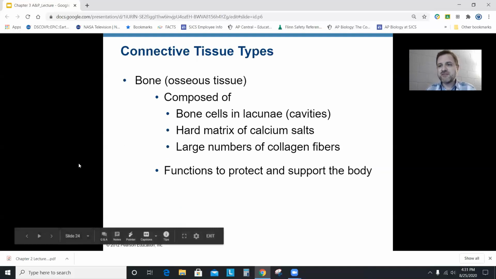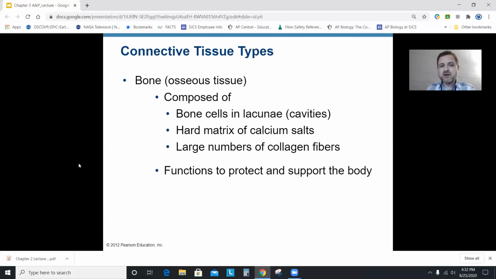Now we're going to go through the types of connective tissue. There's a bunch of these. We're going to go from the ones that are the most supportive, the hardest, the toughest, and we're going to end with blood, which is obviously not very tough. It's a fluid largely. The toughest is bone, which is called osseous tissue. You have bone cells called osteocytes, which are in little spaces called lacunae. The matrix, which is produced by the bone cells, consists of calcium salts, and bones are hard. There are also lots of collagen fibers that help give it strength. The function here is to protect and support your body.